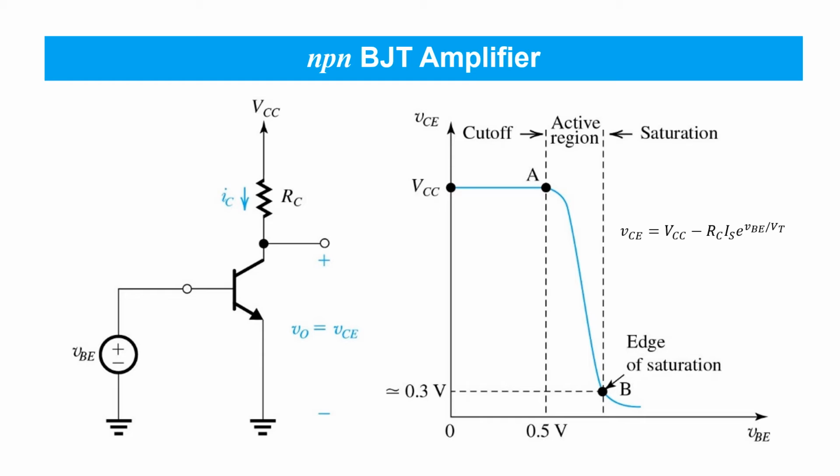So again, the key point here is in this region where the transistor is in active mode, the slope of this input-output relationship is very steep, governed by this exponential IV relationship. That's where we're going to bias the circuit for use as an amplifier.